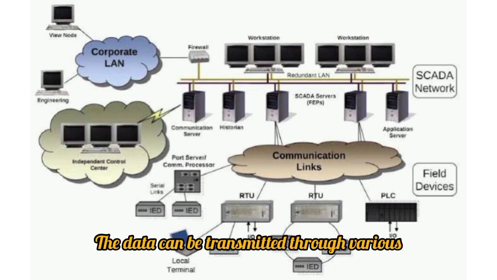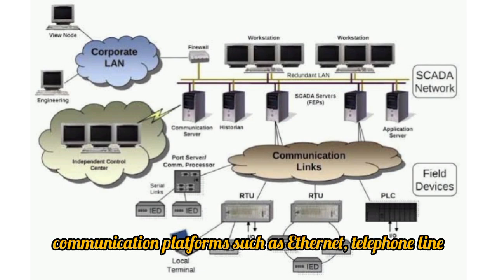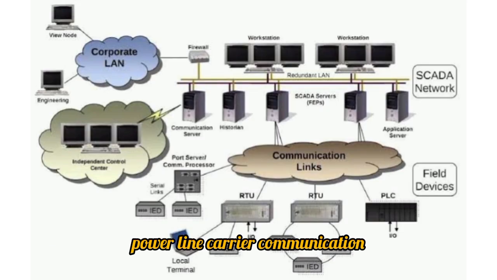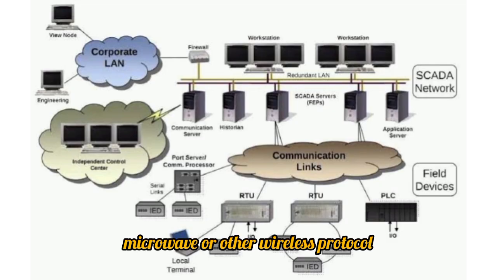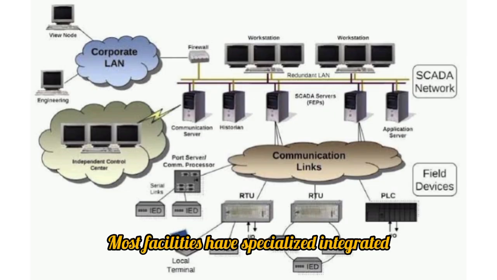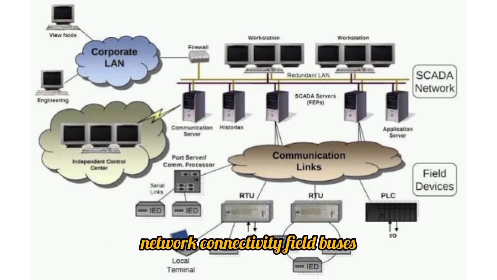The data can be transmitted through various communication platforms such as Ethernet, telephone line, power line carrier communication, optical fiber line, cellular, radio, satellite, Wi-Fi, microwave, or other wireless protocol. Most facilities have specialized integrated network connectivity field buses, wired or wireless, due to security reasons.